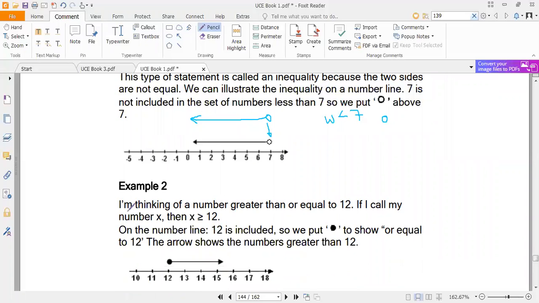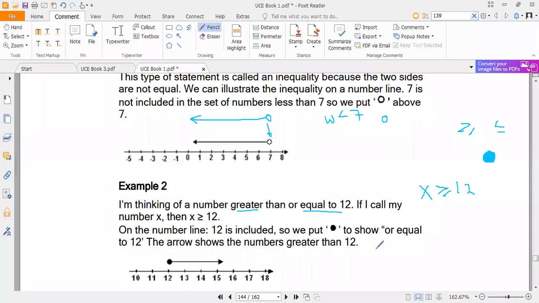In example 2, it says I'm thinking of a number greater than or equal to 12. If I call my number X, then it can be written as X is greater than or equal to 12. When drawing on a number line for greater than or equal to, or less than or equal to, we use a circle which is shaded throughout, to show that even the number where you're starting from is inclusive, or appears in that set of values.